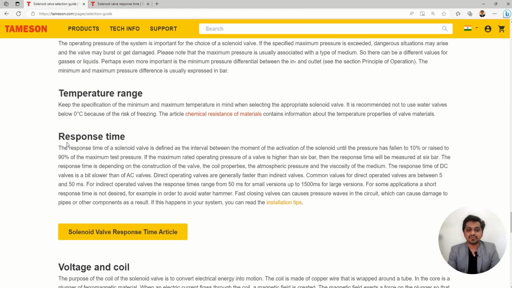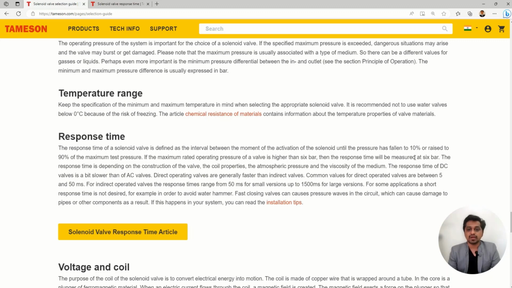So what is the response time of the valve? Let's check out. The response time of a solenoid valve can be defined as the interval between the moment of the actuation of the solenoid valve until the pressure has fallen to 10% or raised to 90% of the maximum test pressure. So this is the off time and on time of a solenoid valve. Those values are dependent on many factors. What is the type of the valve, what is the voltage, AC or DC, and many things.